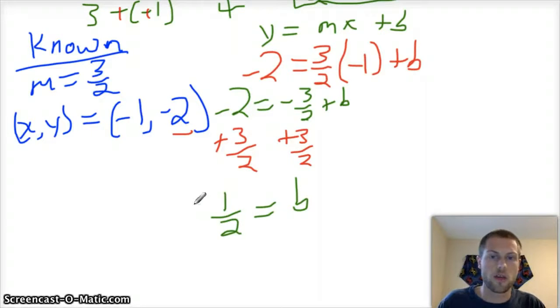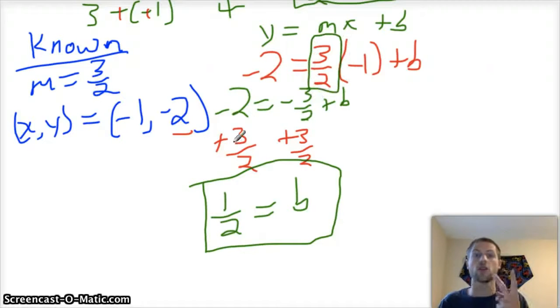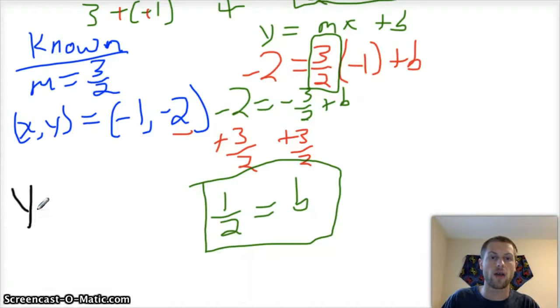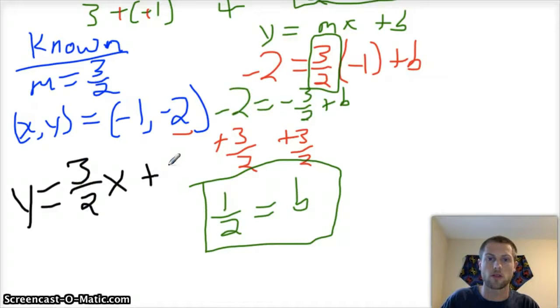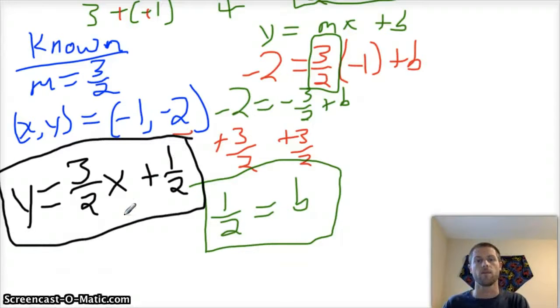So now that I have my b, I have my m already, those are the two things I need for slope-intercept form. So my final equation is going to be y equals 3/2 x plus 1/2. That's my y equals mx plus b form. And we did it. If you want to see all the work put together, I put it in the description down below, so that's for you.